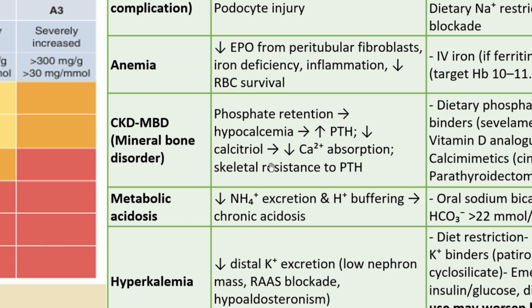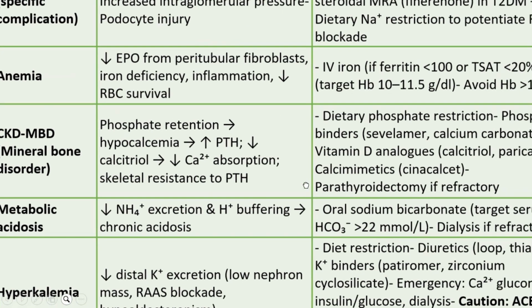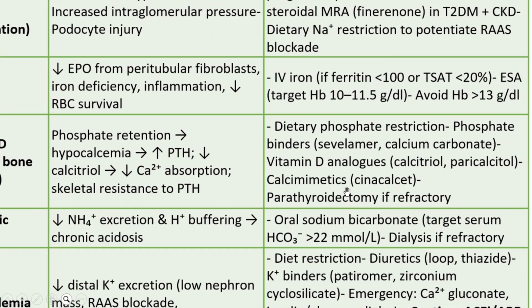So the management is that we can give dietary phosphate restriction, and try to give them phosphate binders. These include sevelamer, calcium carbonate, and these ones are going to bind to the phosphate and reduce its absorption in the blood. Then we have the vitamin D analogs like calcitriol, paricalcitol, and calcimimetics. Then we can do a parathyroidectomy if it is refractory.